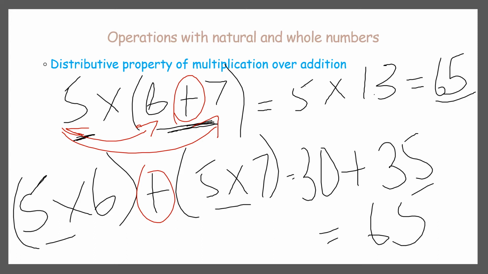It means that it holds for multiplication over addition. So this is the distributive property of multiplication over addition. On the left hand side we add two numbers and then multiply with the whole number, and on the right hand side we multiply that whole number with the two numbers separately and then we add them. So the result is the same. So the distributive property holds for multiplication over addition.